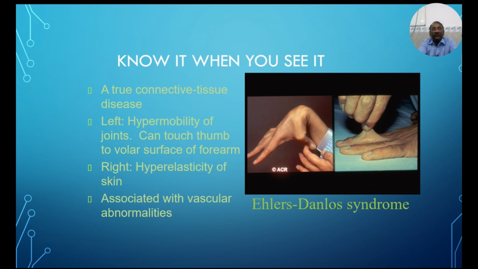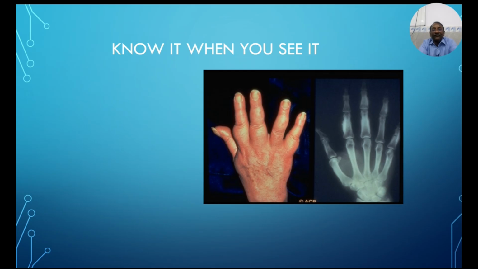Ehlers-Danlos syndrome. Okay, a true connective tissue disorder. Hypermobility of the joints. Can touch the thumb to the volar surface of the forearm. Hyperelasticity of the skin, like a rubber band. Okay, this is Ehlers-Danlos syndrome.